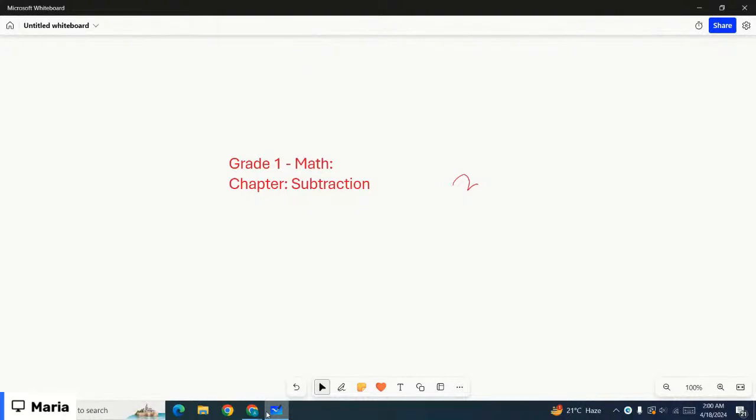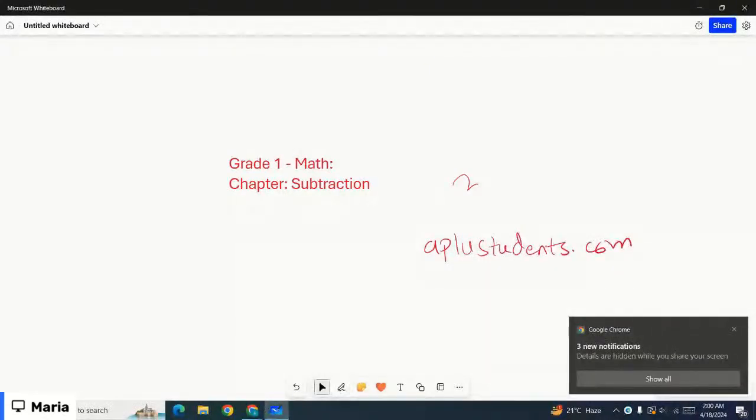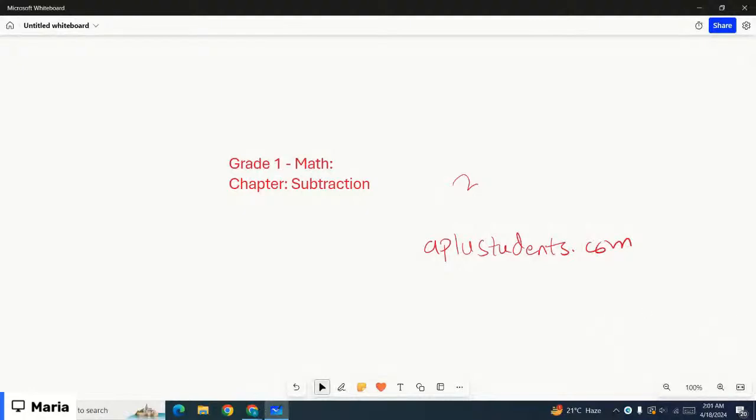We are here for grade 1 math. You can find all the lessons on aplusstudents.com. You have to log in there using your email address and password as provided by the administrator. Then you have to select math from the subject tab. Scroll down to grade 1 and then click on view all lessons. So there you can find a list of the chapters. We're going to start with the chapter subtraction.